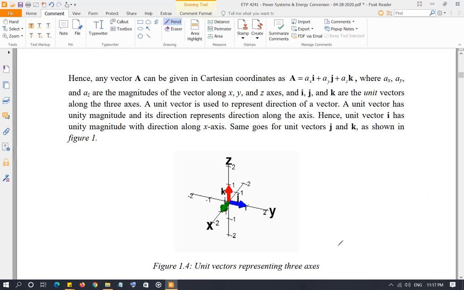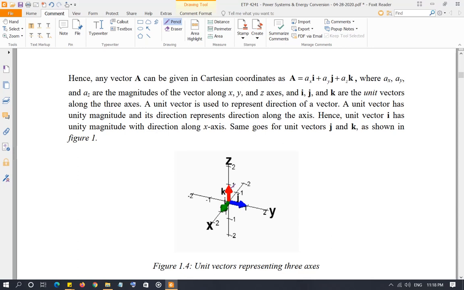As you can see in this diagram, these are called unit vectors, I, J, and K. I is a unit vector along x-axis, J is a unit vector along y-axis, and K is a unit vector along z-axis. What is a unit vector? Basically, a unit vector is a vector that defines the direction of a vector, but its magnitude is 1. So the sole purpose of a unit vector is to define the direction of a vector.